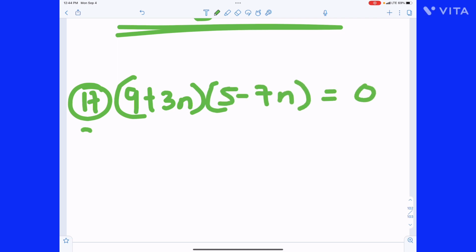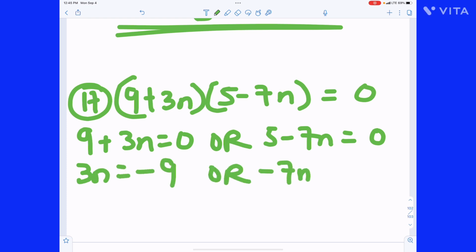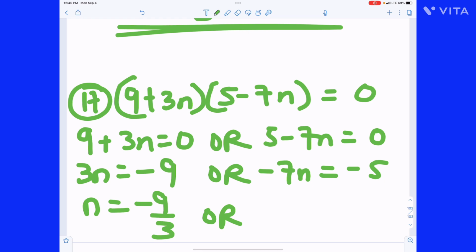I'll equate both to 0 separately. 9 plus 3n is 0, or 5 minus 7n is 0. 3n is what? 0 minus 9. Are you getting it? Yes. Minus 7n is what? Minus 5. N is minus 9 over 3, or N is minus 5 over minus 7.